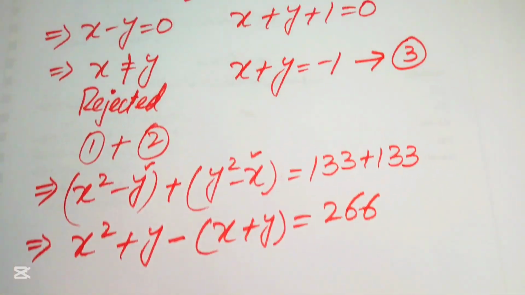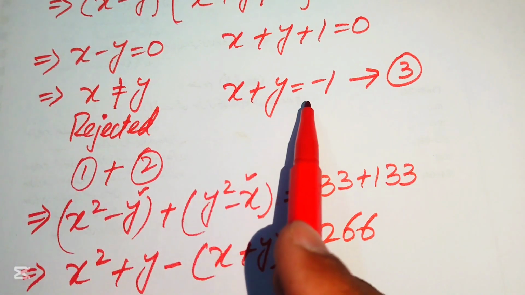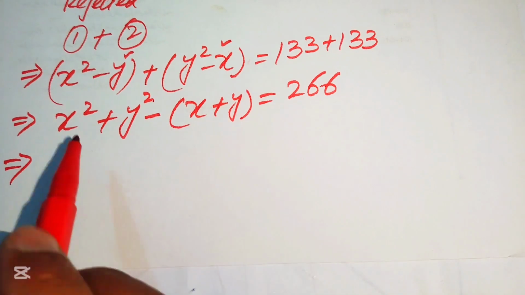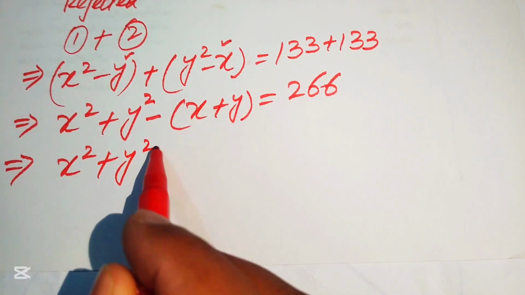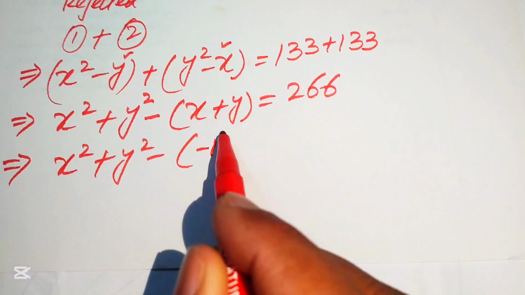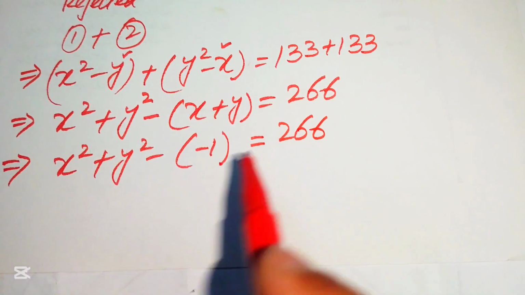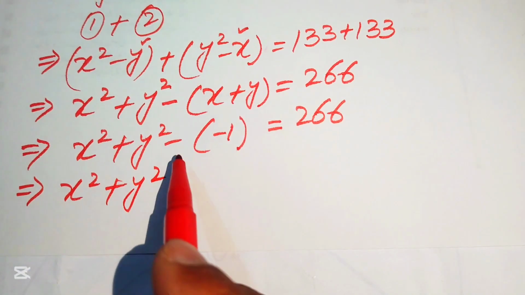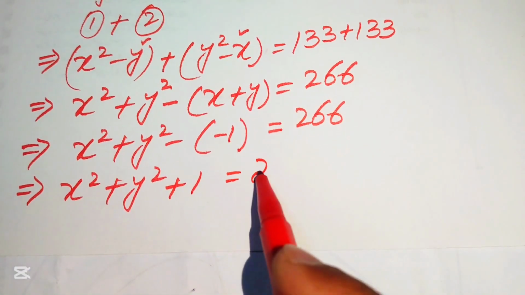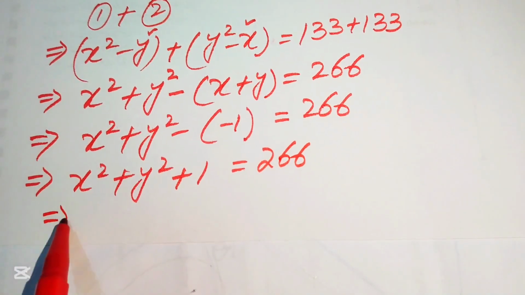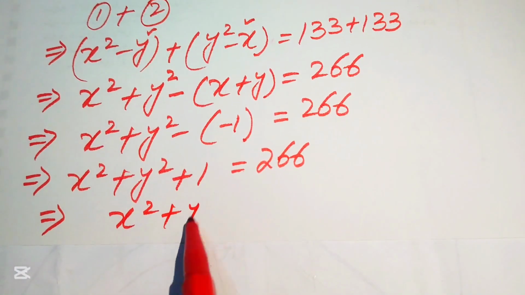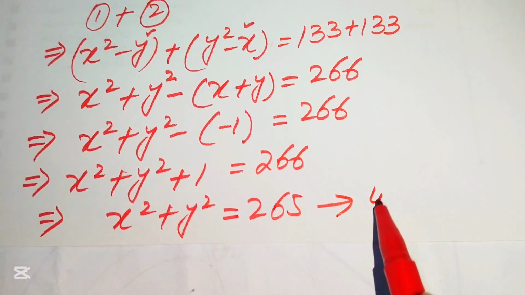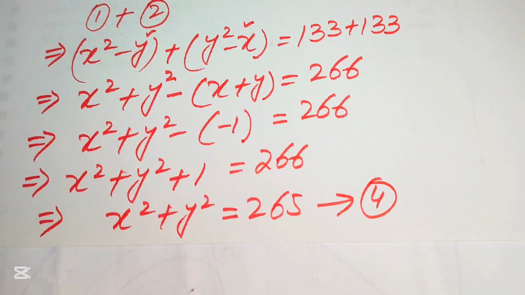Here we use equation number 3. In equation number 3 we have x plus y equals minus 1. We substitute this value here, so we have x squared plus y squared minus, and the value of x plus y is minus 1, equals 266. So this implies x squared plus y squared, minus times minus becomes plus 1, equals 266. When we move this plus 1 to the right hand side, we obtain x squared plus y squared equals 265. We call this equation number 4.